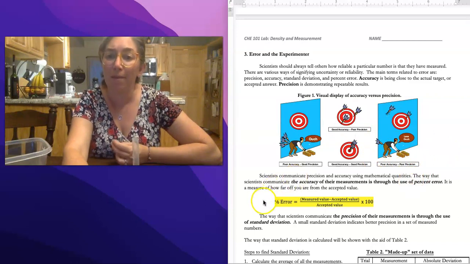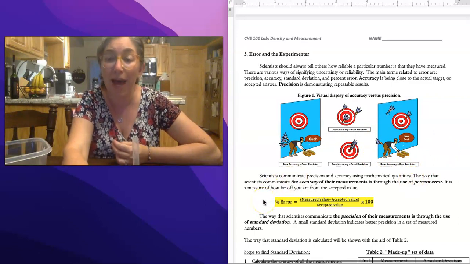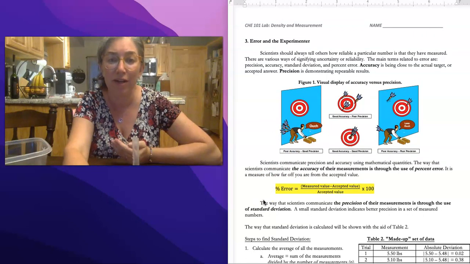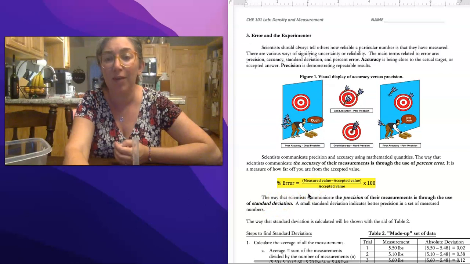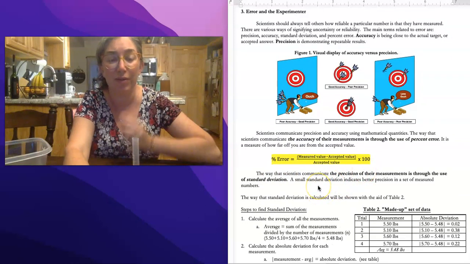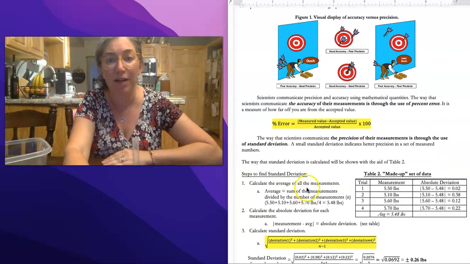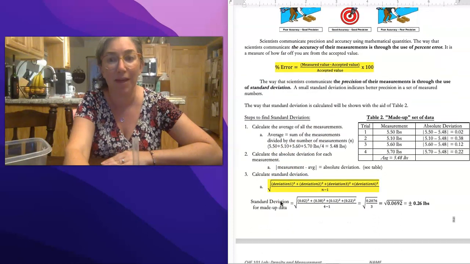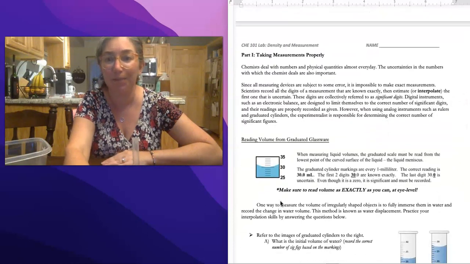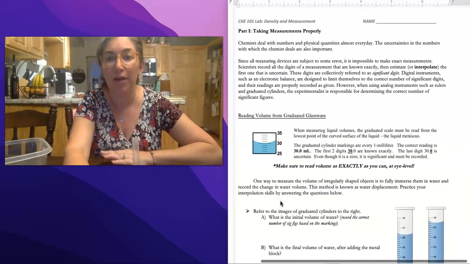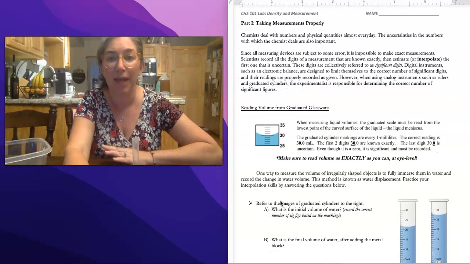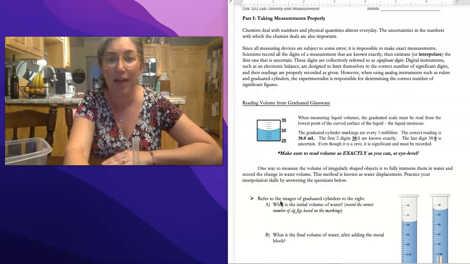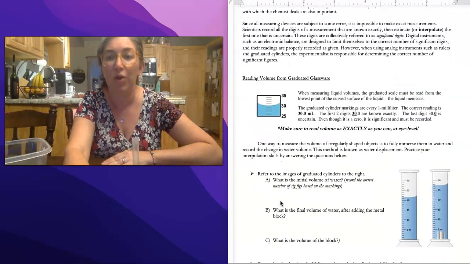So the way that we measure accuracy, how close our values are to the correct values, is using this measure of percent error, and the formula is here. And the way that we measure our precision, how close together our measurements are, is the standard deviation. So you'll be calculating both percent error and standard deviation from this experiment, the data that you're collecting. So in this experiment, we are going to be reading volumes from a graduated cylinder, and we need to make sure that we are reading those volumes correctly.